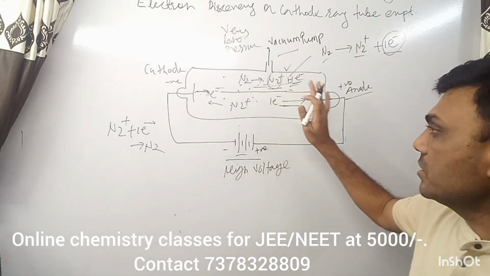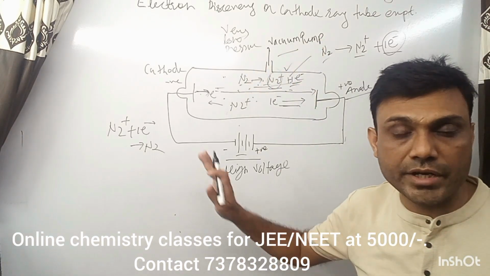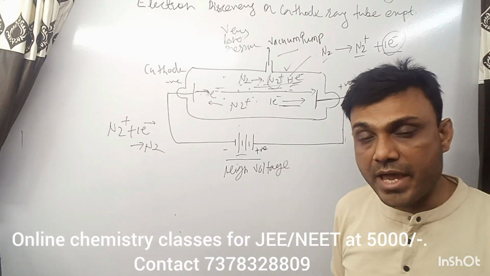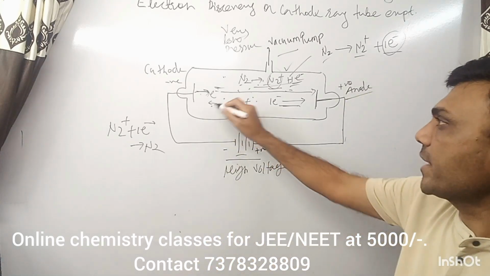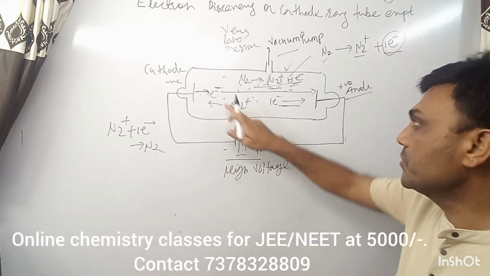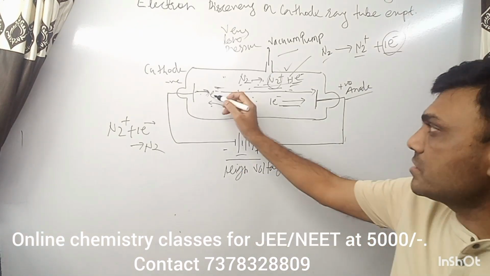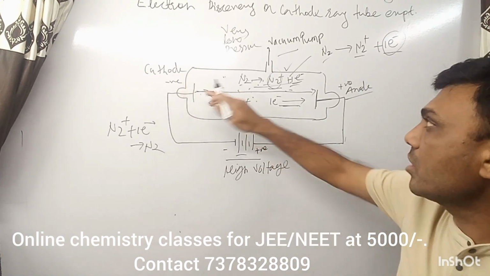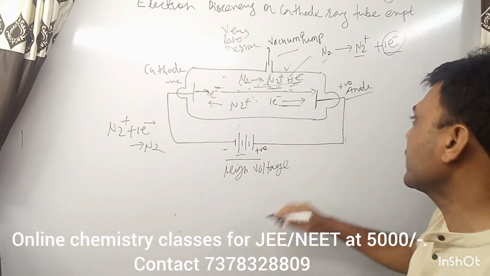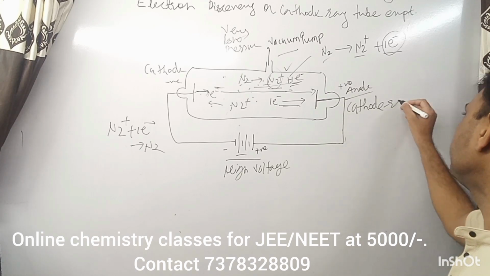Okay, this is a complete explanation of the cathode ray tube experiment. Now, one important thing is that these electrons are flowing from cathode to anode, so we have to identify how the cathode rays are coming out of this cathode. These rays of electrons coming out of the cathode are called cathode rays. This is the cathode ray.